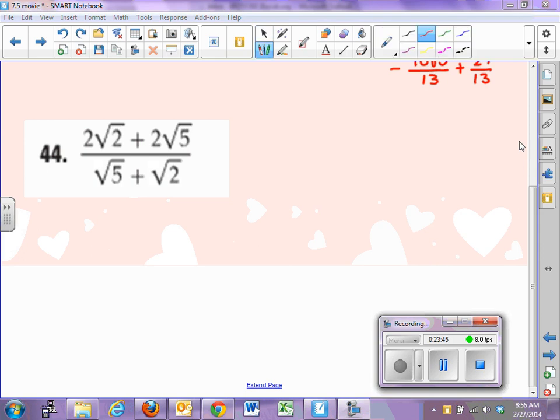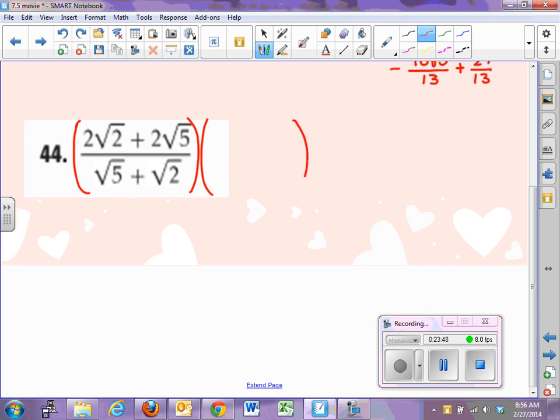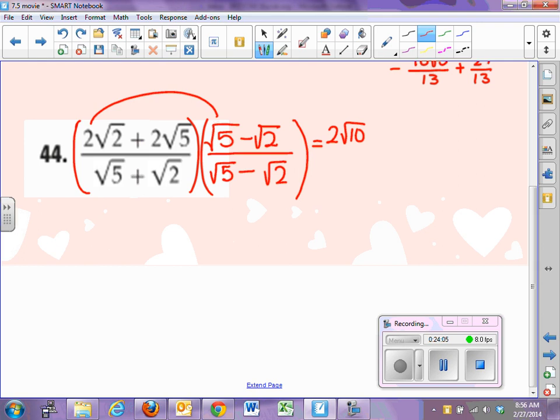so let's multiply the top and bottom by the conjugate of the denominator. So it's square root of 5 and square root of 2, but instead of plus, it's minus. And then we multiply the top by the same. So when I distribute, I get 2 square root of 10 minus 2 square root of 2 times square root of 2 is just 2. Plus 2 square root of 5 times square root of 5 is 5. Plus times minus is negative 2 square root of 10.